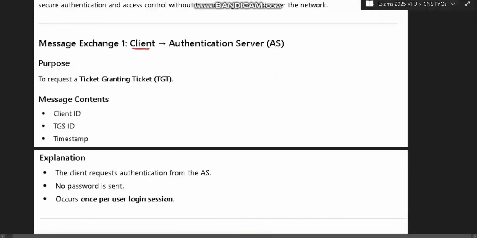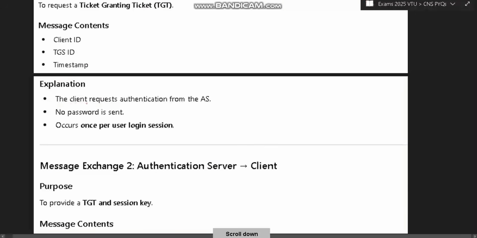The first type is from the client to the authentication server. What will it be? To request a ticket granting ticket. The message contents will include the client ID, TGS ID, and timestamp. The explanation is the client requests authentication from the AS. No password is sent and it occurs once per user login session. So it is used for granting the ticket. The client requests the granting of a ticket from the authentication server.